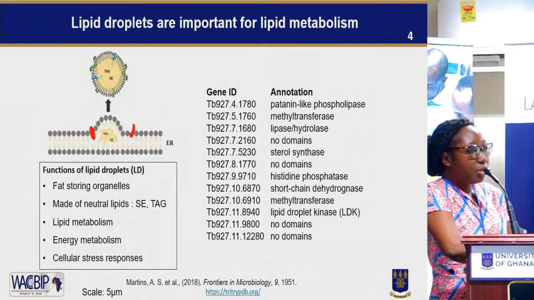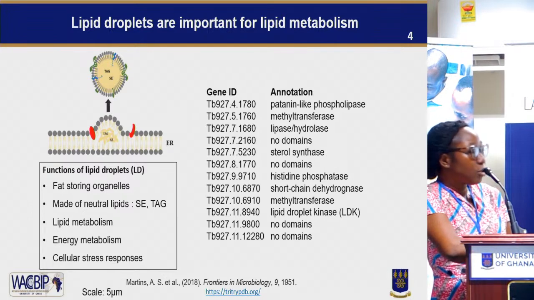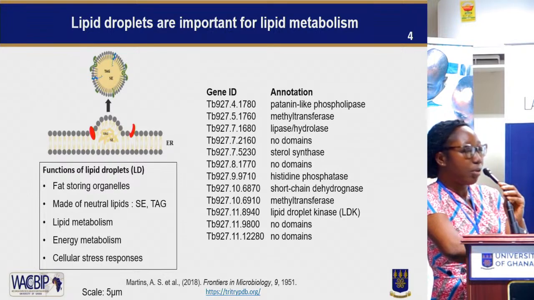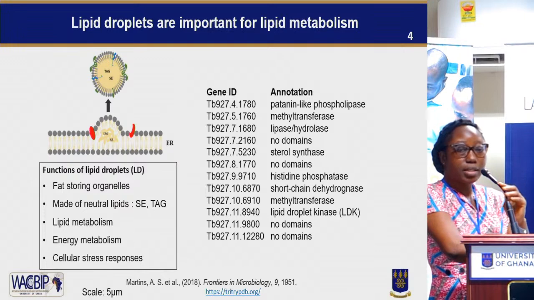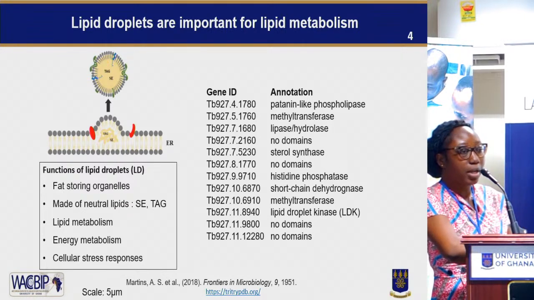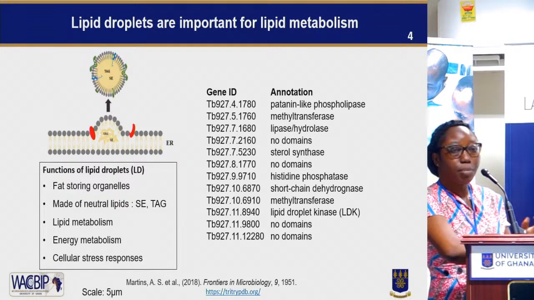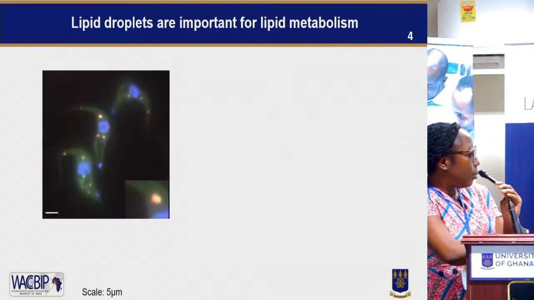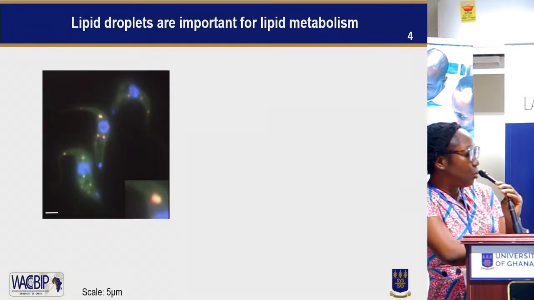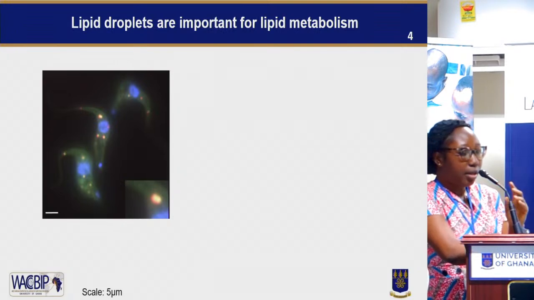Now, using the TriTrypDB database, we identified 12 lipid droplet proteins, and for this presentation, we are focusing on the lipid droplet kinase, because studies have shown that this is the only kinase that has been shown to be located on the periphery of the droplet and has been shown to be important for both the maintenance and synthesis of the lipid droplet. And here we have the lipid droplet shown in yellow, and on the periphery we have the lipid droplet kinase shown in red.